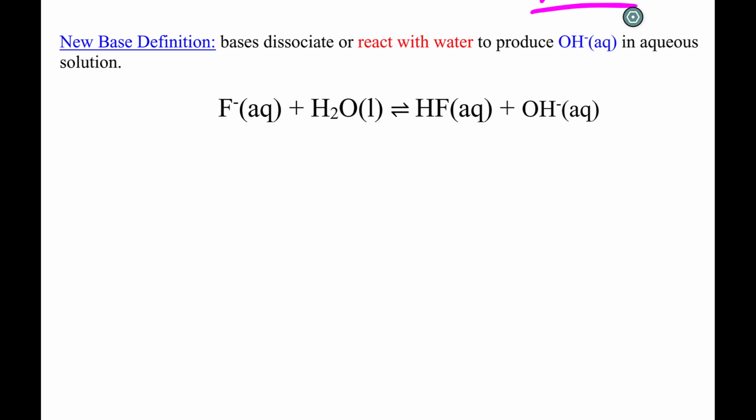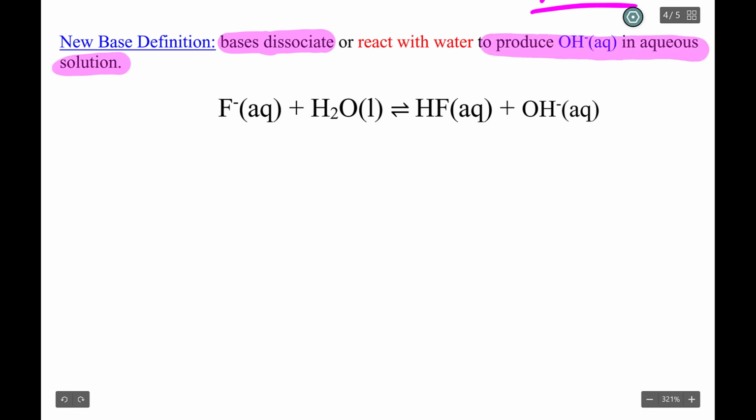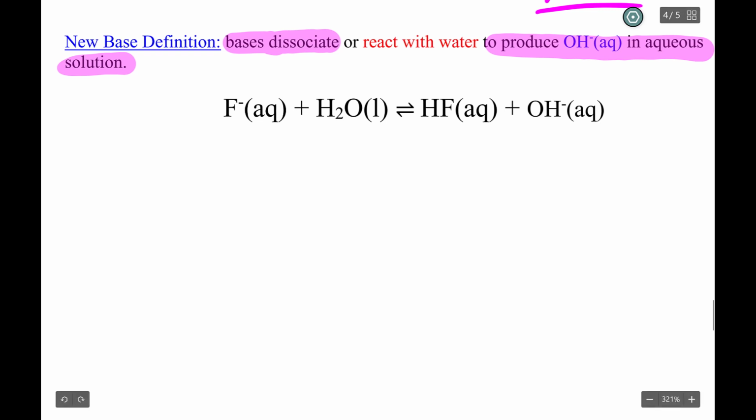So in Arrhenius's modified definition of a base, he did not go back on his original definition. He actually just added to it. So for instance, in the original definition, it said that bases dissociate to produce hydroxide ions in aqueous solution. But this didn't cover everything. It actually missed a huge amount of bases. So what he did is he added this extra piece. I'll explain it in a moment. He said bases dissociate or react with water to produce hydroxide ions.